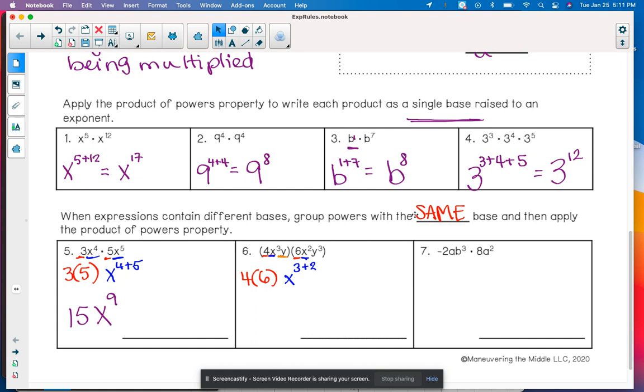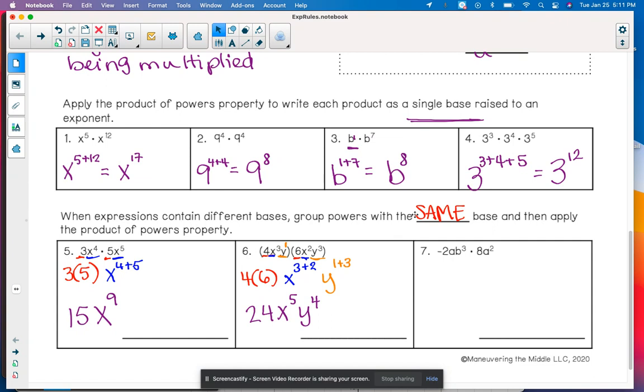Finally, for our y's, I have y to the first and y cubed, so I'm going to add 3. So 4 times 6 is 24. 3 plus 2 gives us x to the 5th. And then 1 plus 3 gives us y to the 4th.